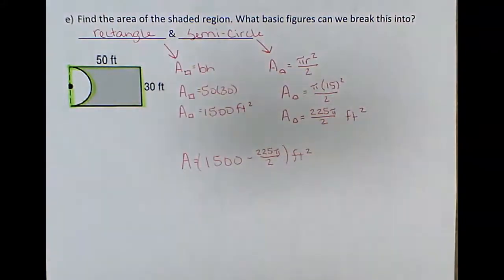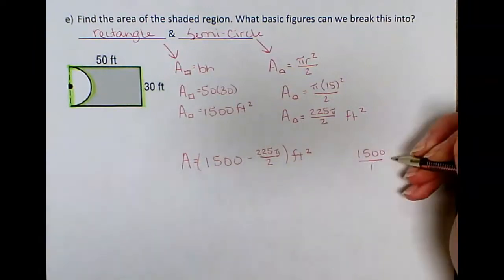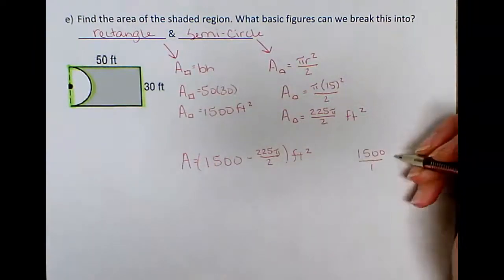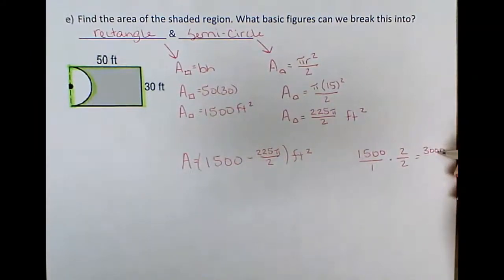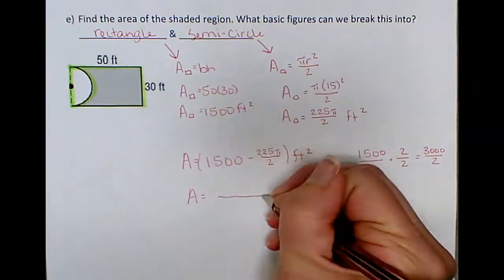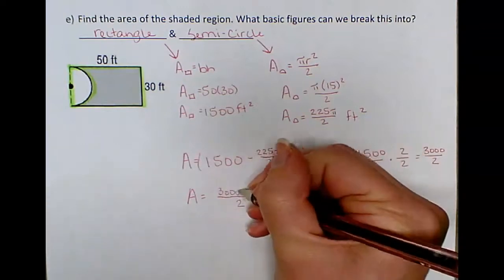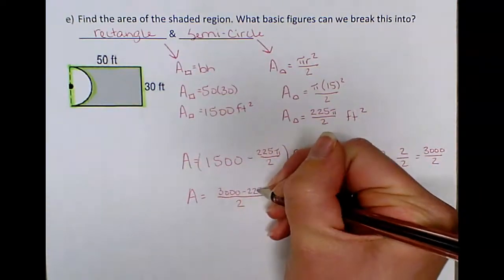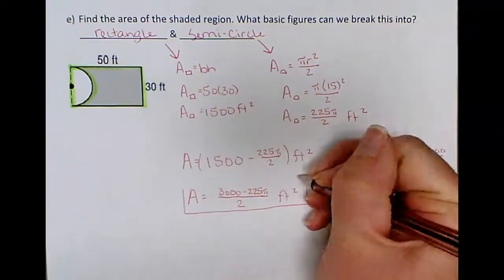Now you can leave it like this, but I'm going to do what I mentioned on the last one. I'm going to go ahead and create a common denominator. So I'd like this to both be over 2. So this is 3,000 over 2. So I can create a common denominator of 2, and my numerator would be 3,000 minus 225 pi feet squared. So this is acceptable as well.